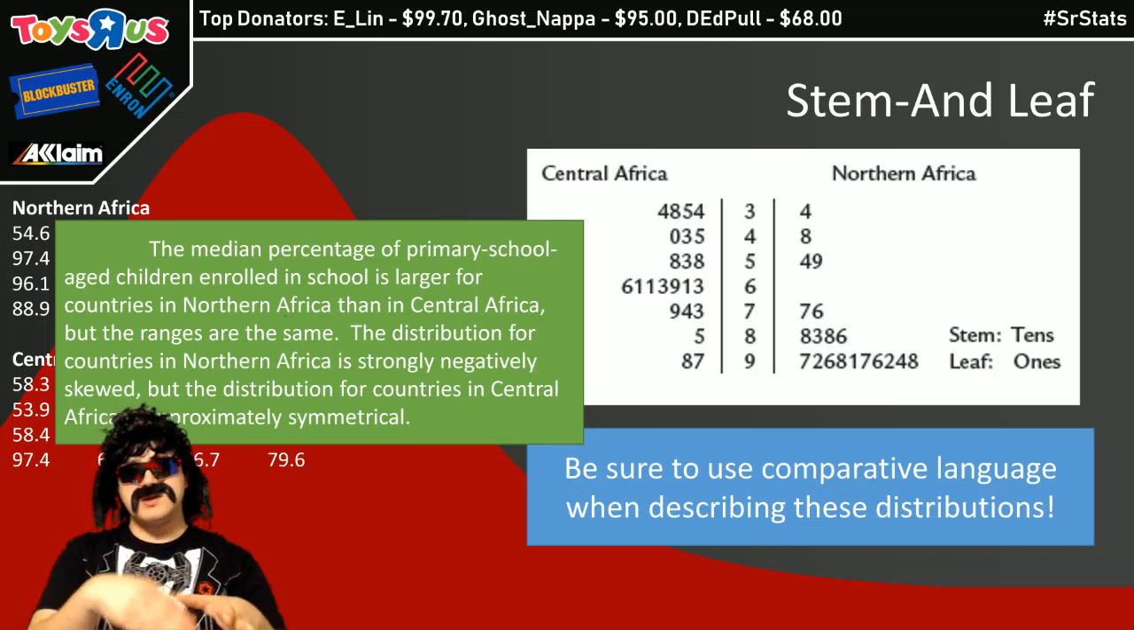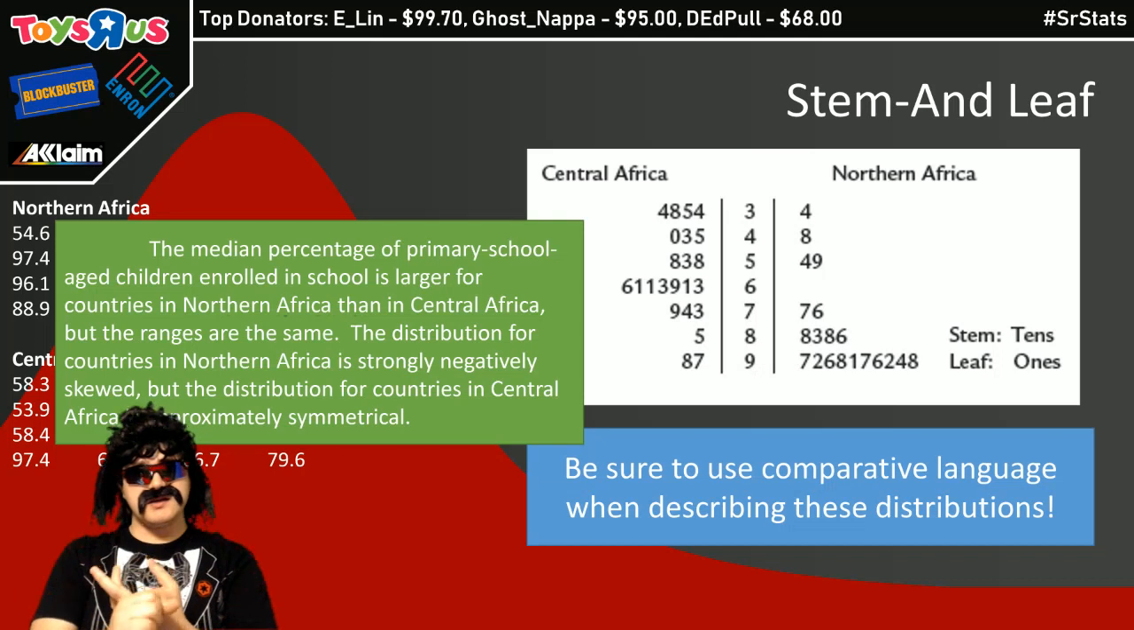So again, you describe the differences between the medians, the centers, the shape, and the spread whenever you're comparing different graphs like this.